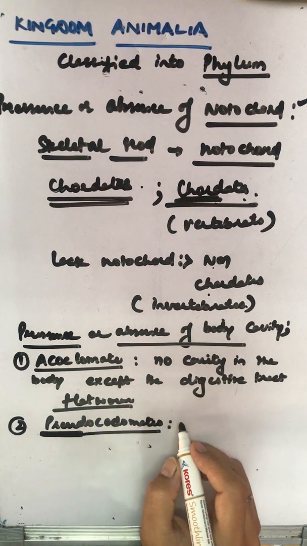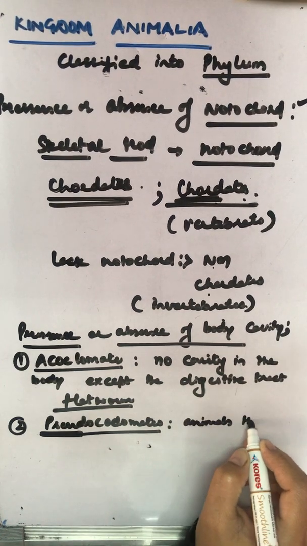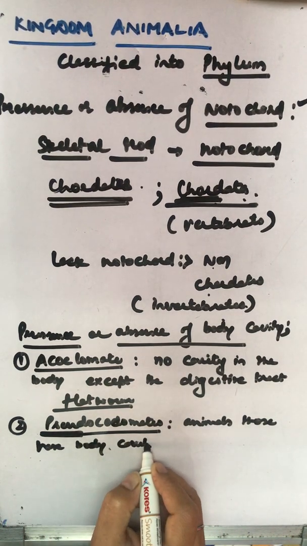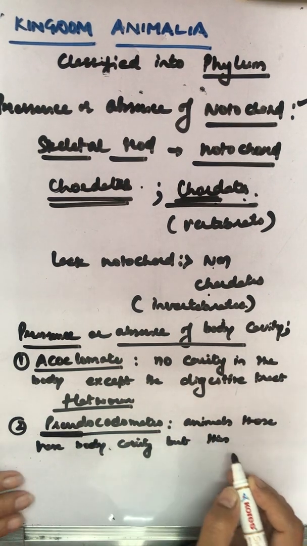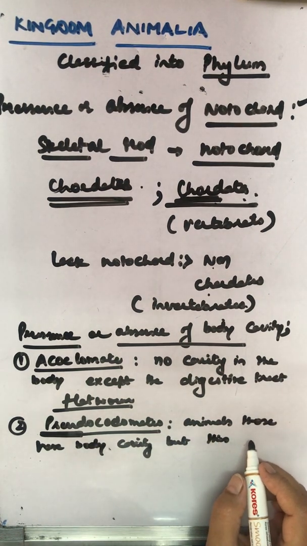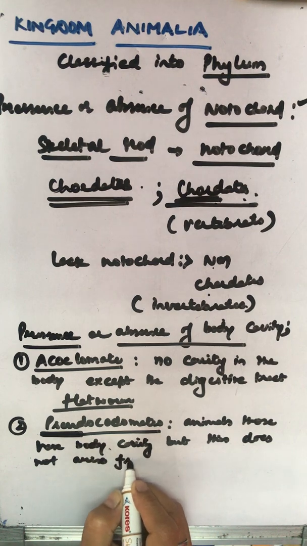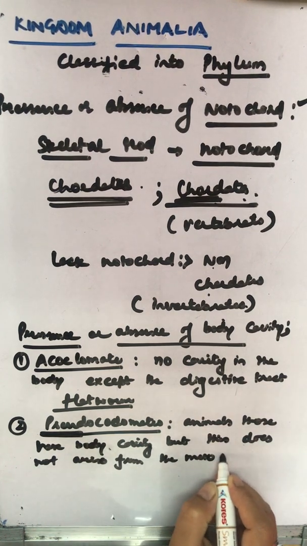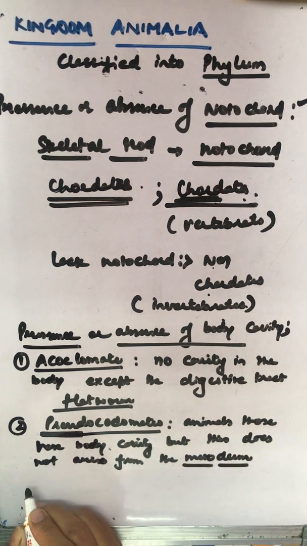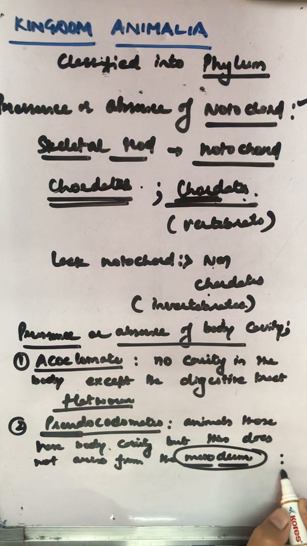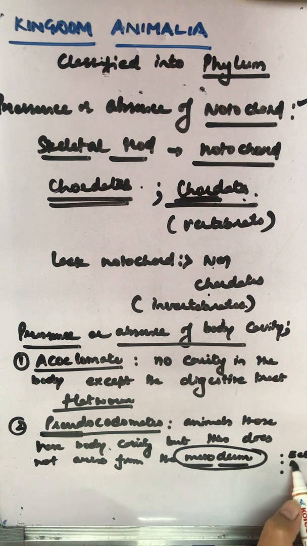Pseudocoelomates are the animals that have a body cavity, but this does not arise from the mesoderm. What is mesoderm? We will be coming to it in the next point, where we will be covering germ layers. There are 3 germ layers: ectoderm, mesoderm, endoderm. Ecto is the outer, meso is the central one, and endo is the inner. Meso, as the name says, means middle.